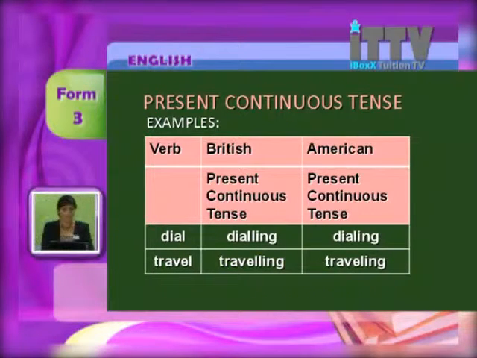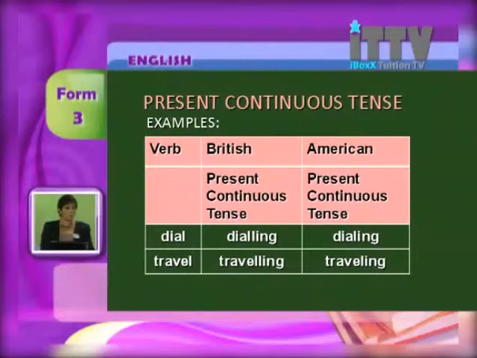Dial. For British, it is dialling, where you observe the rule of the double L. For the American, you just use D-I-A-L-I-N-G. There's no double L. So sometimes your teachers might say, hey, this is wrong or this is right, but you must know what the rule is. Yes? For travel, travelling, T-R-A-V-E-L-L-I-N-G. And for the American is T-R-A-V-E-L-I-N-G.